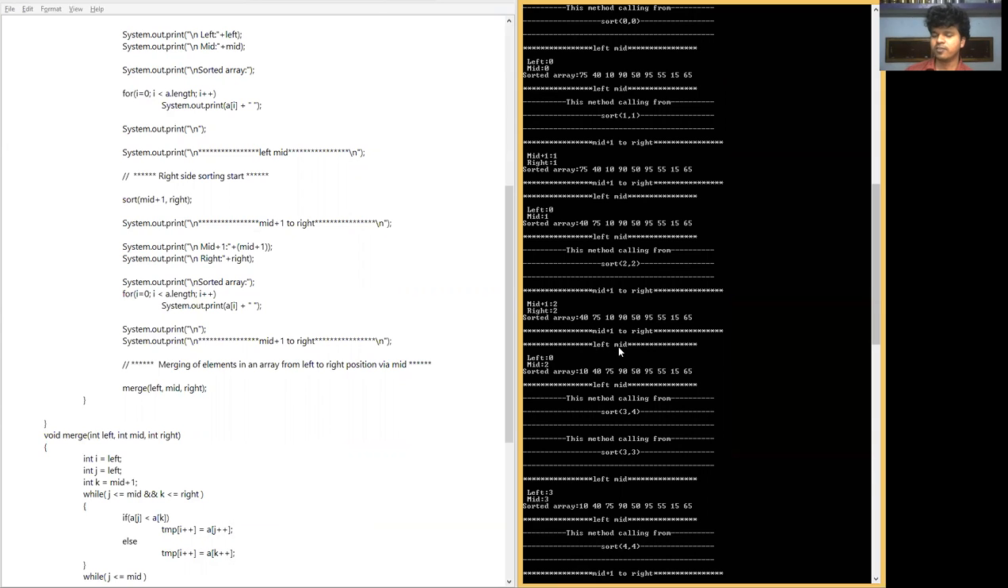This left mid, for what? For 0, 2 here. For this 0, 2, we apply the sorting technique on these three elements. In these three elements, 10 is the smallest element. So 10 is going to appear in the first index, 40 in second place, and 75 in third place. That is indexes 0, 1, 2 respectively. Okay.